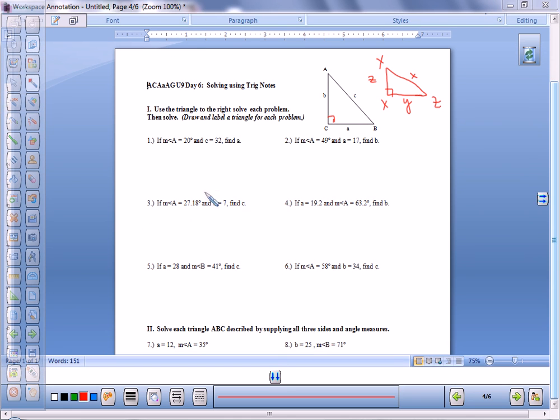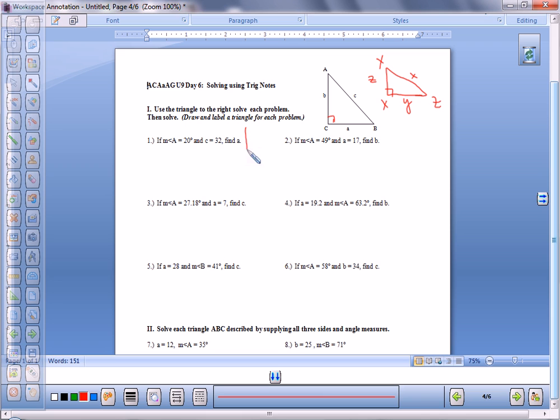Now, let's learn how to solve. This is the only information we're given. We're going to use this right triangle labeled this way for each of these problems. In number 1, we're told that the measure of angle A is 20 degrees and that side C is 32. That is enough information to find every missing side and every missing angle. But this one just asks us to find side A.